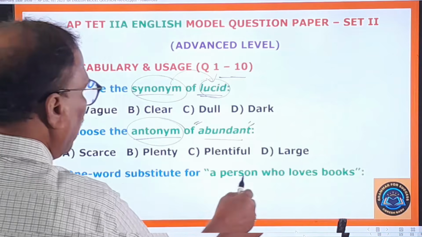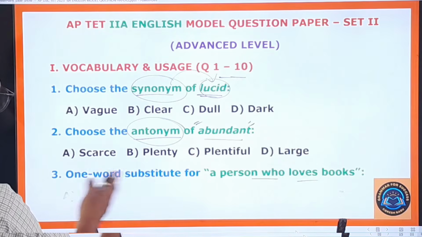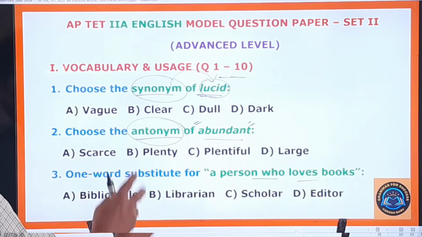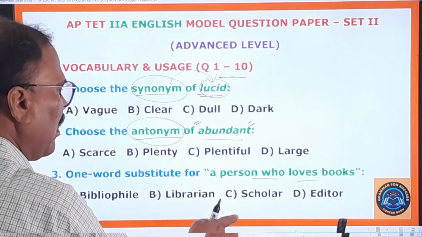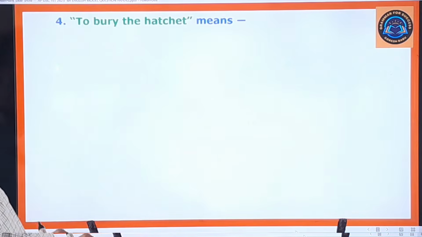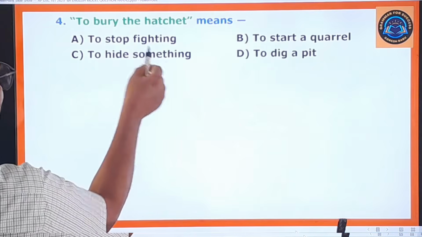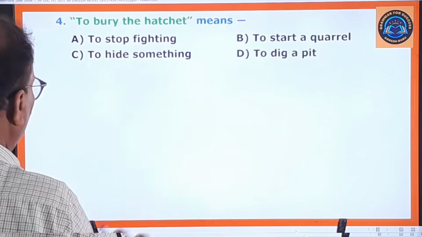Now the third question. One word substitute for a person who loves books. What is that person called? Here are given 4 options. You choose the right one. Bibliophile, librarian, scholar, editor. Fourth question. To bury the hatchet means, what is the meaning of this idiom? To stop fighting, to start a quarrel, to hide something, to dig a pit.